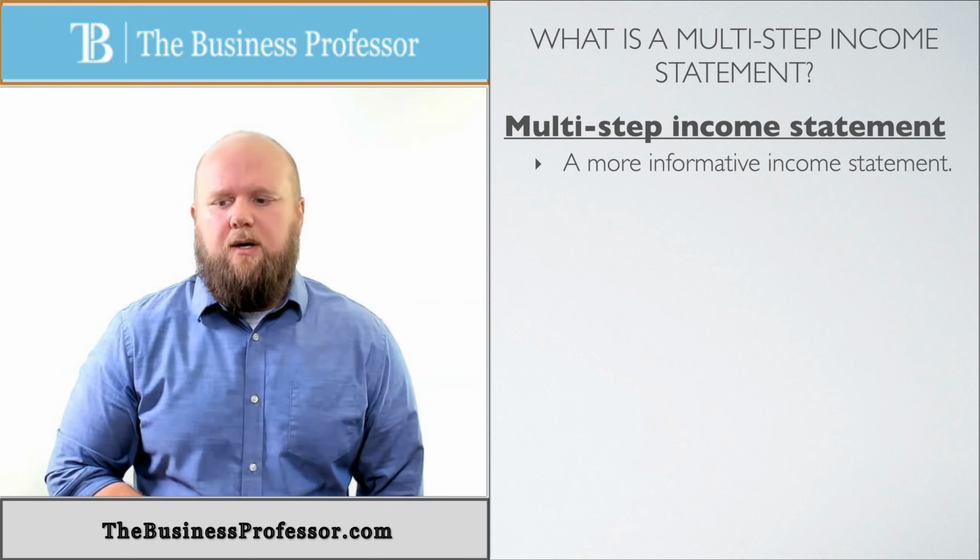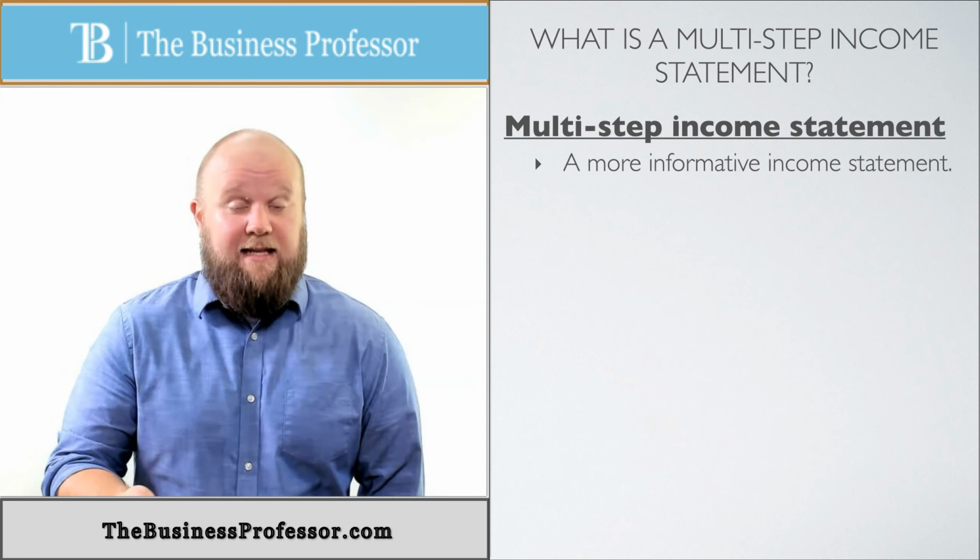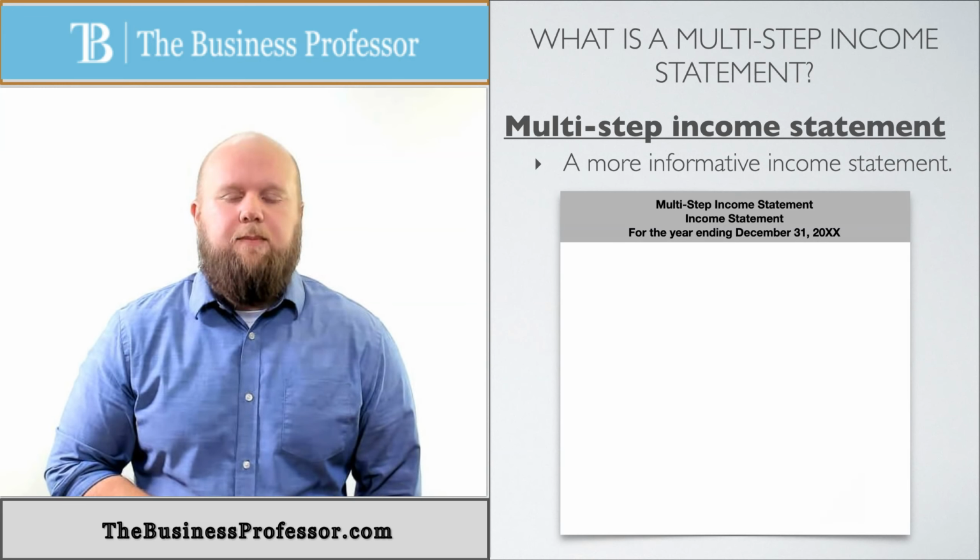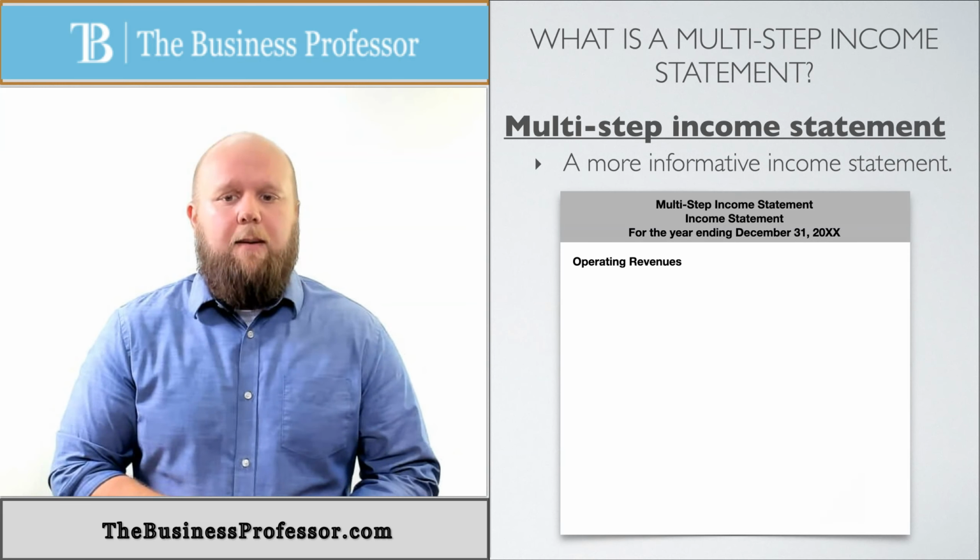So let's look at how it works in the example. Okay, so here we have a multi-step income statement. And I'm going to start with operating revenues.